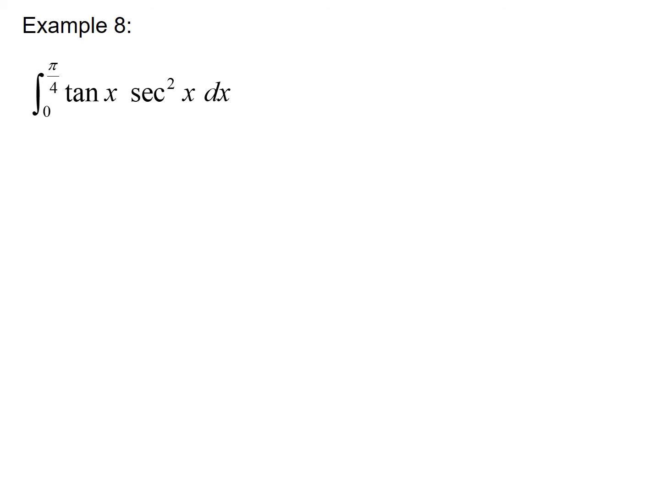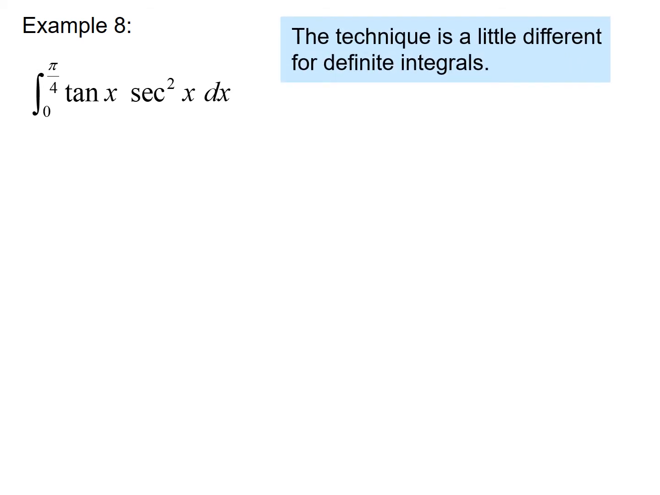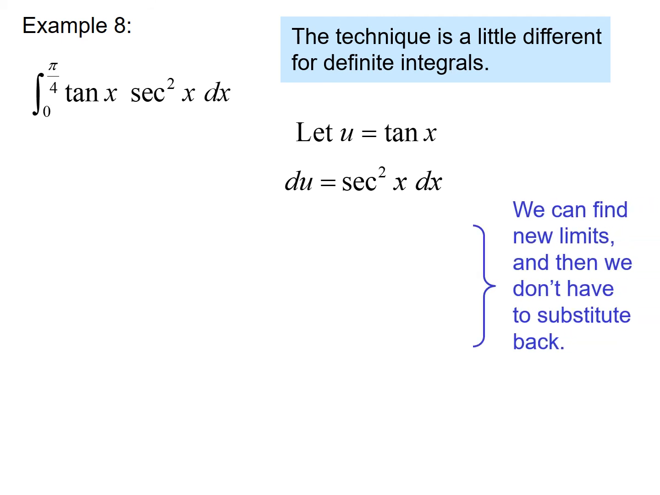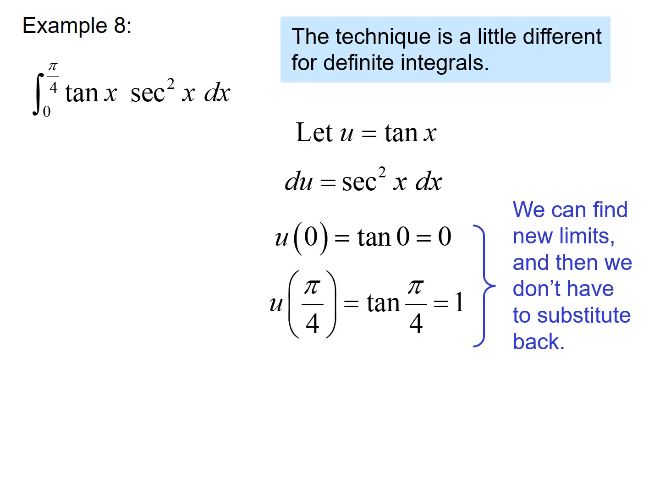Now we can take this one step further and evaluate definite integrals using this method. So we take the integral from 0 to pi over 4 of tangent times secant squared. Well, I know that the derivative of tangent is secant squared. So u equals tangent, du equals secant squared dx. And we can find new limits of integration based off this. Since u equals tangent, and x goes from 0 to pi over 4, u of 0 is tangent of 0 or 0. u of pi over 4 is tangent of pi over 4 or 1. So you have the integral from 0 to 1 of u du.